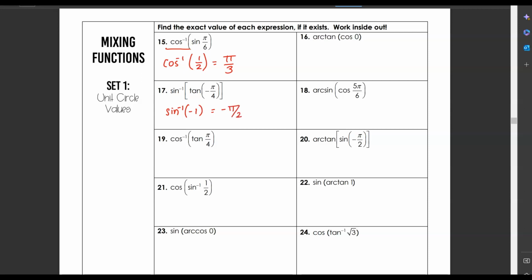Okay. All right. Take a moment and try 16 through 24.